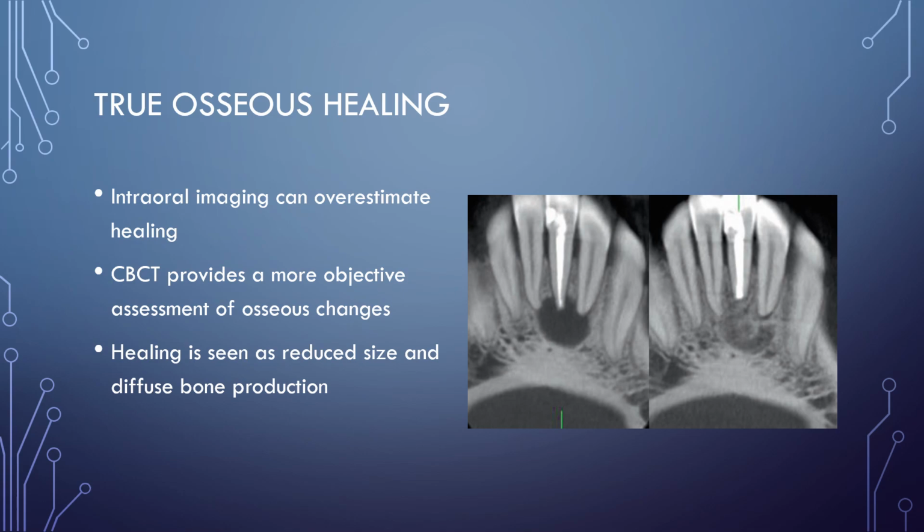Radiographically, true healing on a CBCT scan will exhibit two distinct features: a clear, measurable reduction in the overall volumetric size of the radiolucency in all three dimensions, and definitive evidence of new bone formation. This new bone typically appears as a diffuse, somewhat disorganized pattern of bone production that radiates inward from the periphery of the lesion.